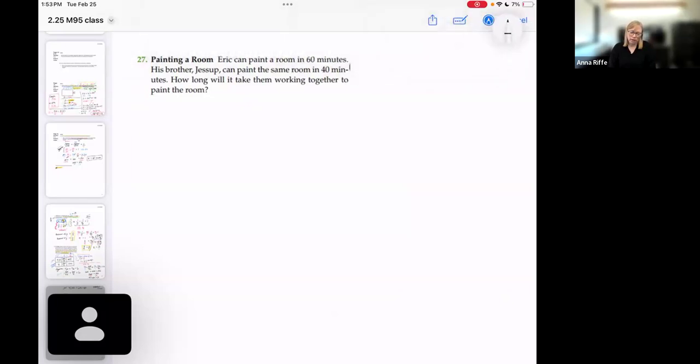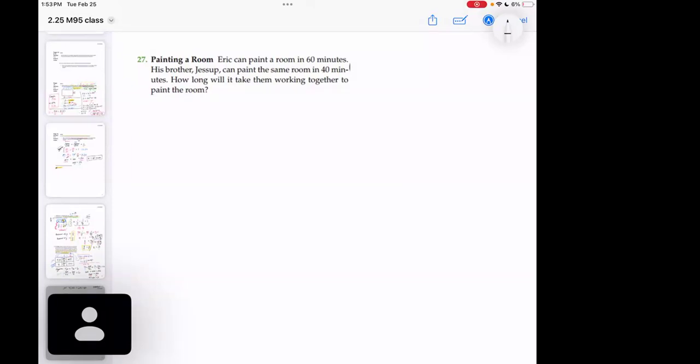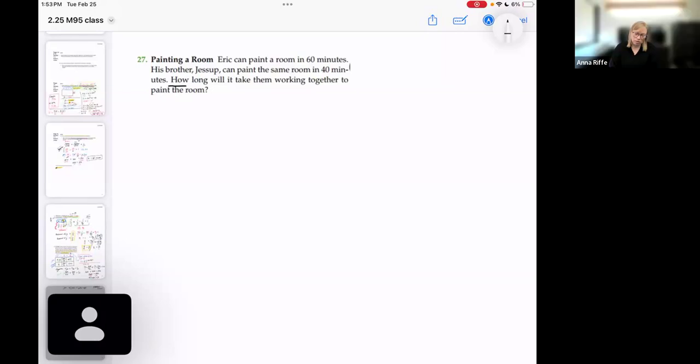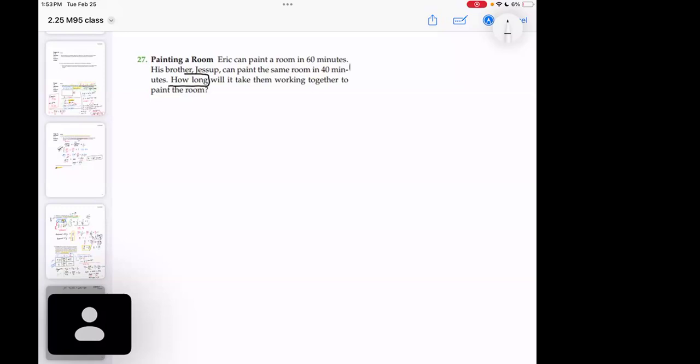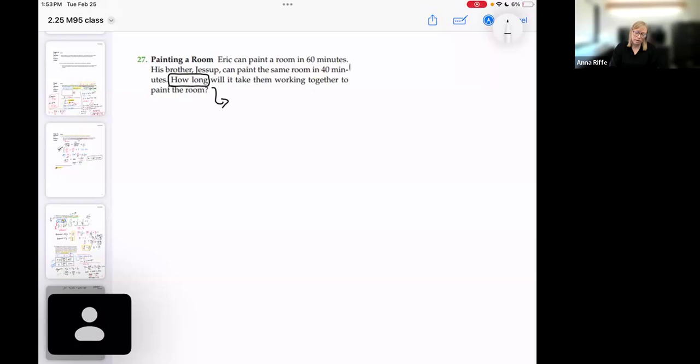We're told that Eric can paint a room in 60 minutes. His brother Jessup can paint the same room in 40 minutes. We're asked how long, so that's our clue here. How long will it take them? We're asked to find the time it will take them to work together to paint the room. So x is the time that they are working together.